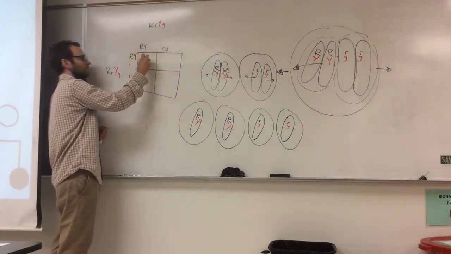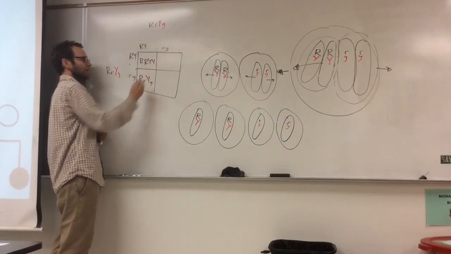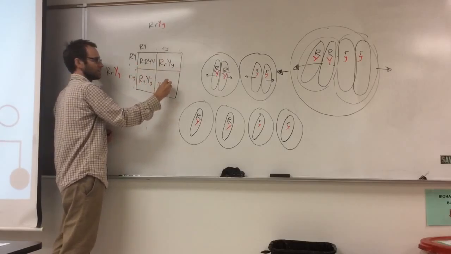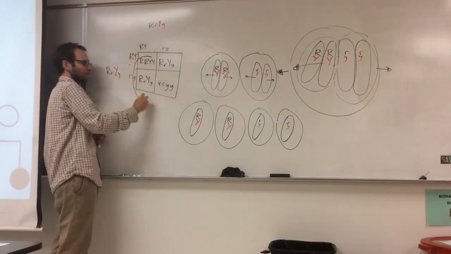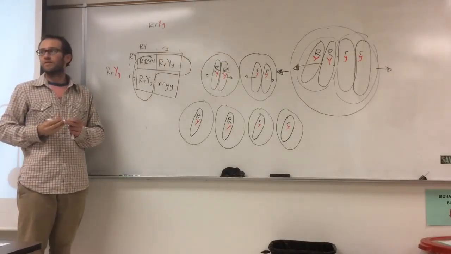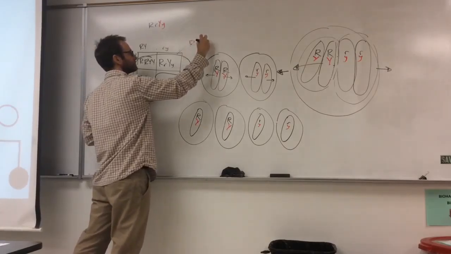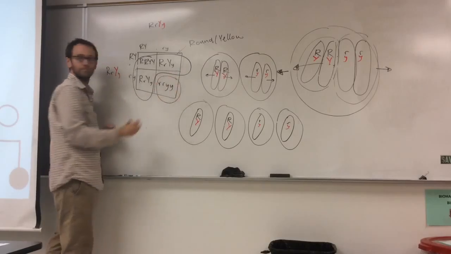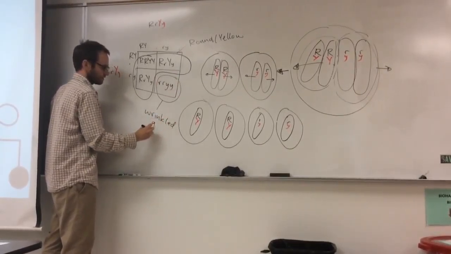Okay? But if I do it this way, notice what I get. Big R, big Y, big Y. Big R, little r, big Y, little y. Big R, little r, big Y, little y. Little r, little r, little y, little y. So what phenotype are these 3 squares? Round and yellow, right? So these are all round and yellow.